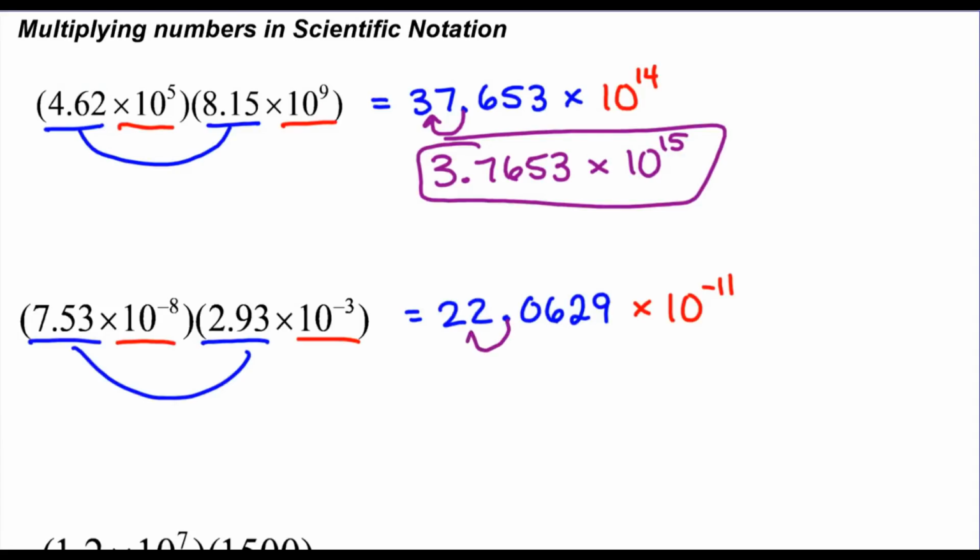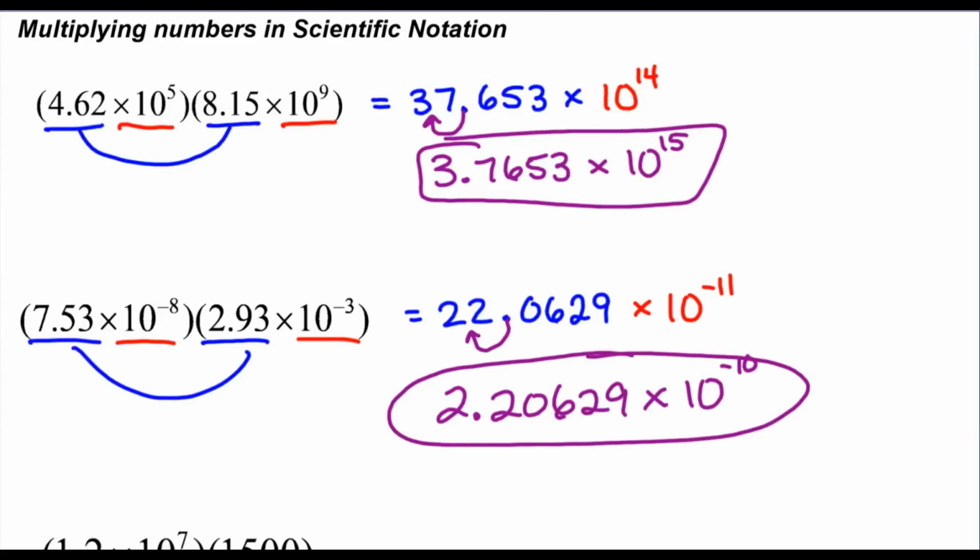Again, I need to make my factor smaller by a power of 10 to make this 2.20629. So I need to make my exponent 1 bigger. I made the factor smaller, make the exponent bigger, 10 to the negative 10th power, and there is my product.